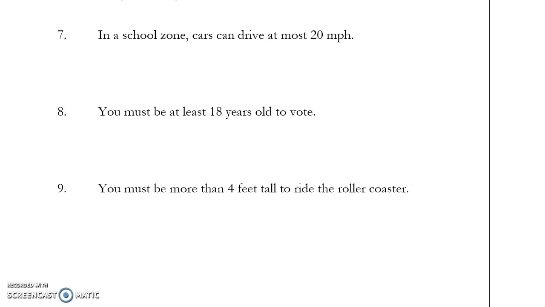In a school zone, cars can drive at most 20 miles per hour. So we would say that they can drive d, or any variable we want, at most, less than or equal to 20 miles per hour. So we can represent that real situation with an inequality.